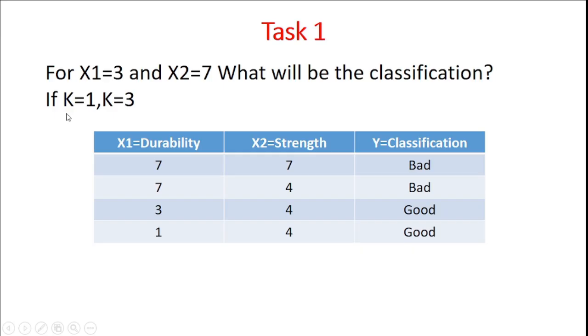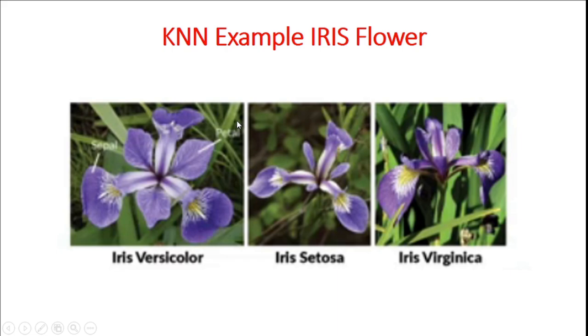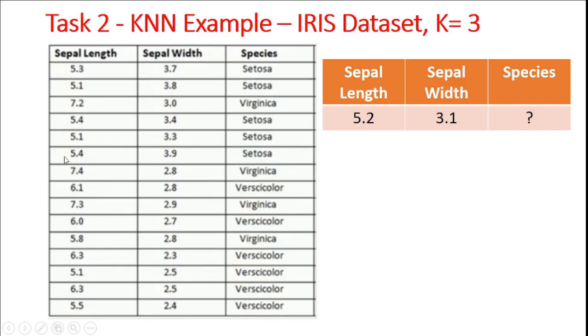Task 1 for you is: when x1 equal to 3 and x2 equal to 7, what will be the classification when the hyperparameter value of K is 1 and 3? Kindly type your answer in the comment box below. And the second task for you is a KNN example using the iris flower. In iris you have 3 categories: iris versicolor, iris setosa and virginica. Consider this data set. Kindly pause the video at this point and calculate, for sepal length of 5.2 and sepal width of 3.1, what species it belongs to.